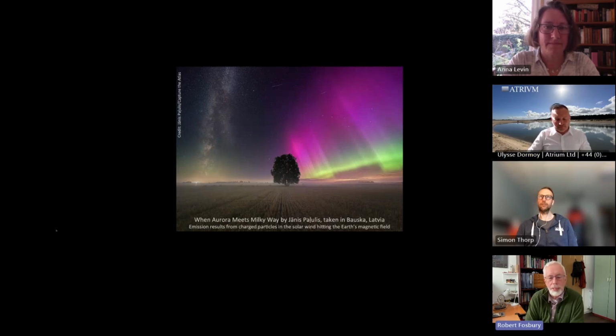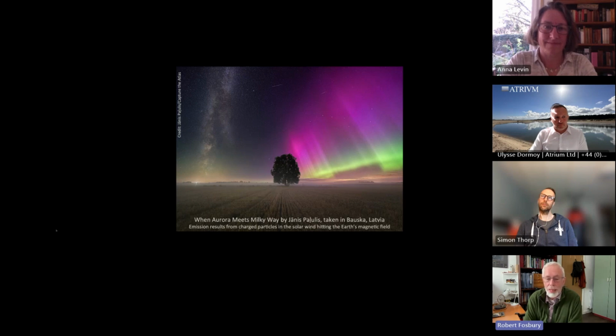I've chosen three images only. They're all extraordinary images, taken in places where there's very little light pollution. In fact, there's probably more light pollution in this picture, which was taken in Latvia. This was a picture that won a competition in Nature this year, an extraordinary picture of the aurora and the Milky Way rising up from the horizon in a pretty dark sky.